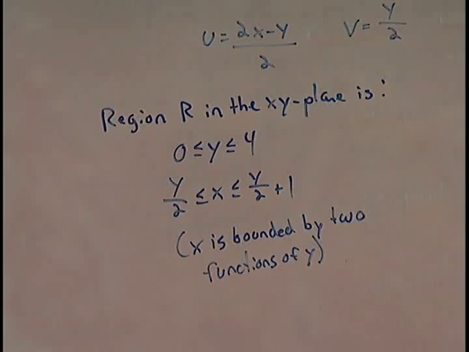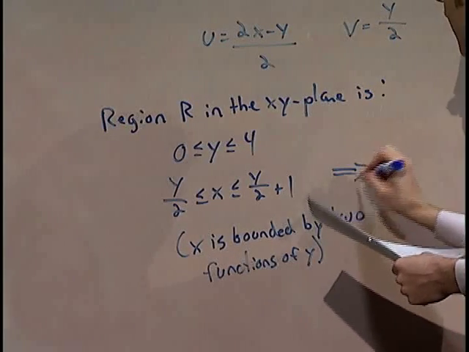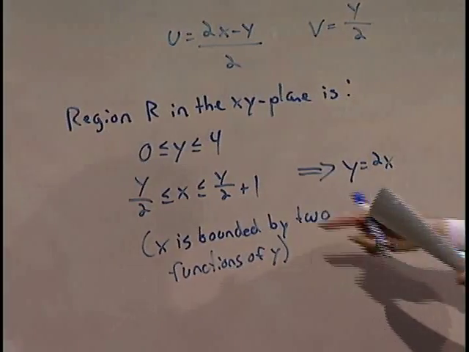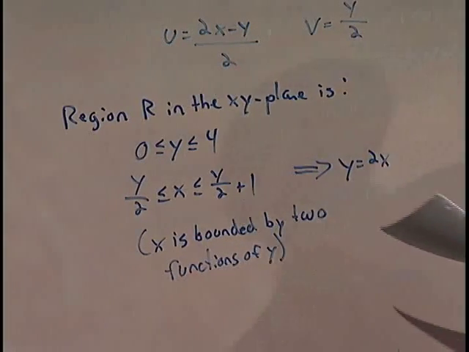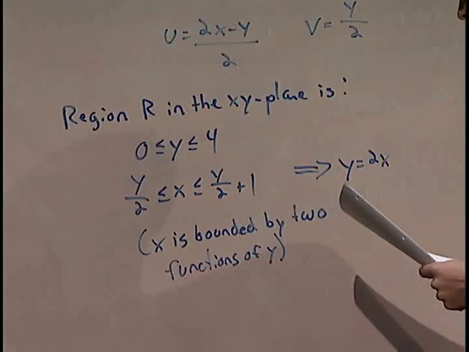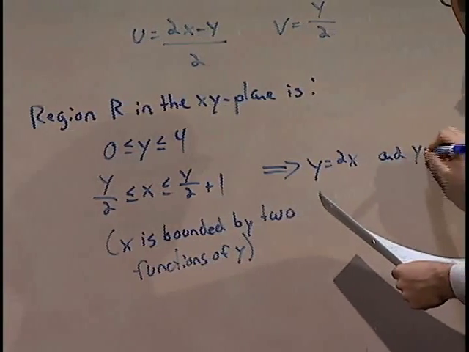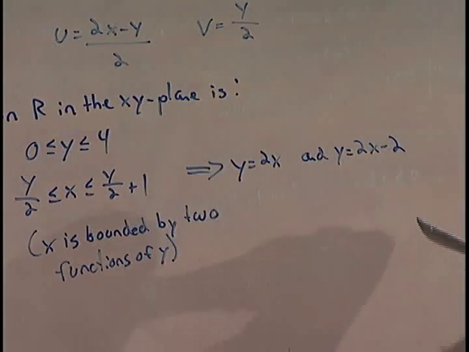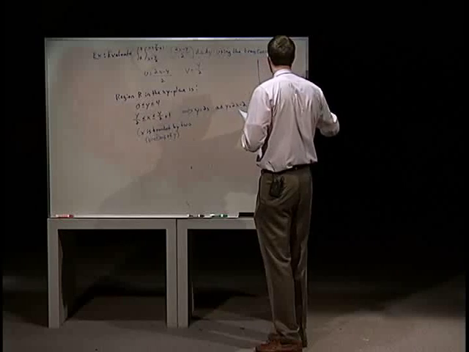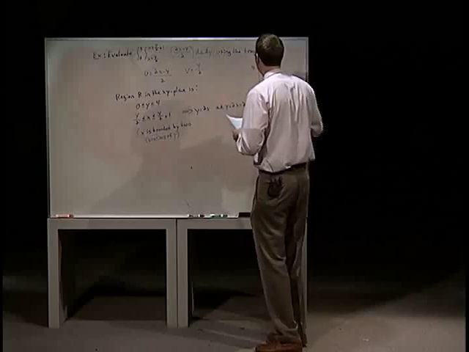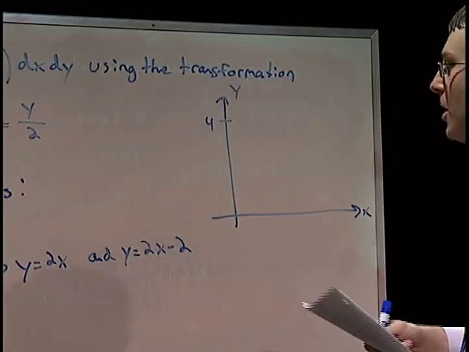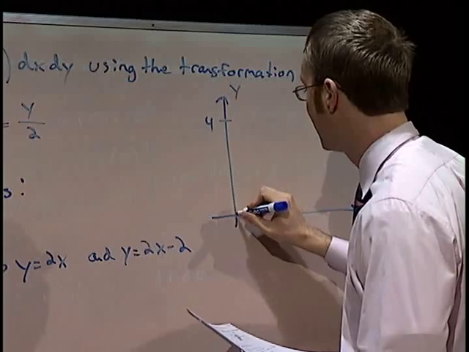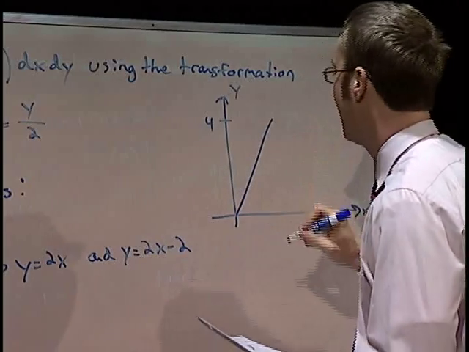Let's convert those to a more recognizable form. So x equals y over 2, right? That just means y equals 2x. And x equals y over 2 plus 1, right? That means that we have 2x equals y plus 2, so y equals 2x minus 2 is the other bounding curve here. So if I draw my region, there's x, there's y, we know that y is between 0 and 4, and we know that x is between these two lines on this plane. So y equals 2x maybe looks something like that, right?